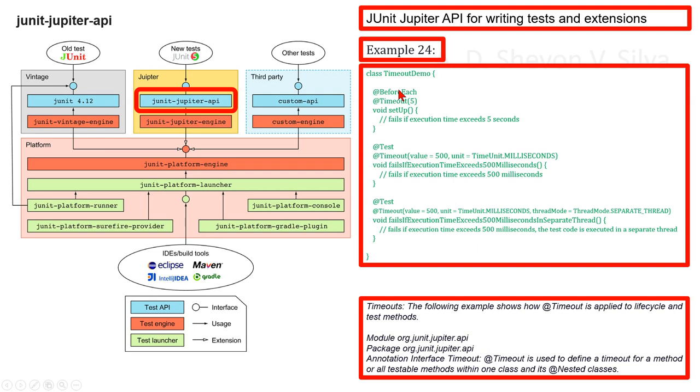Please note that timeout annotations declared at the class level are not applied to lifecycle methods. Declaring a timeout on a test factory method checks that the factory method returns within a specified duration but does not verify the execution time of each individual dynamic test generated by the factory. Please use the assert timeout method or assert timeout preemptively method for that purpose. If the timeout annotation is present on a test template method, for example a repeated test or parameterized test, each invocation will have the given timeout applied to it.